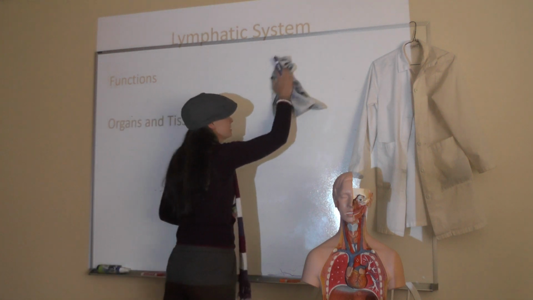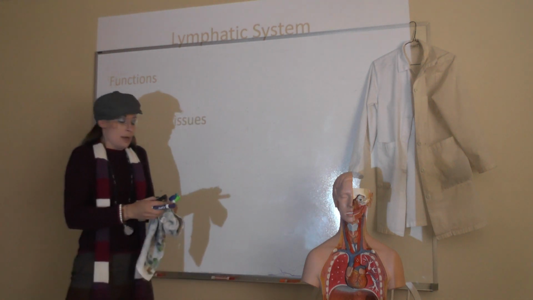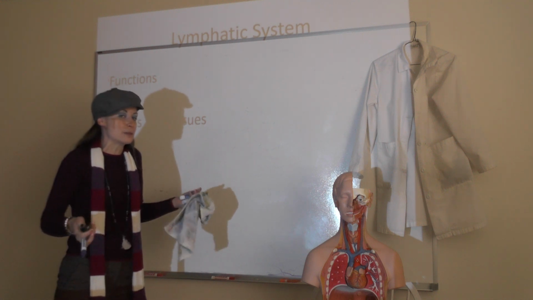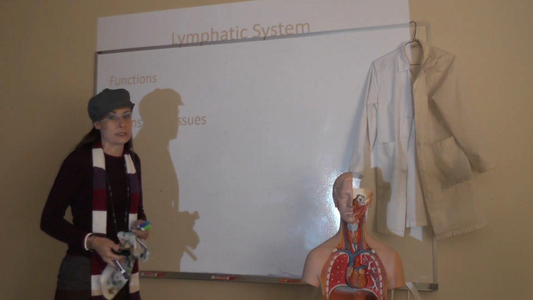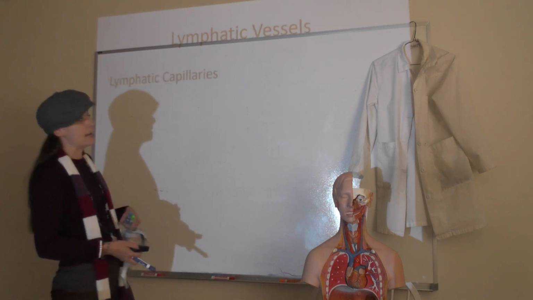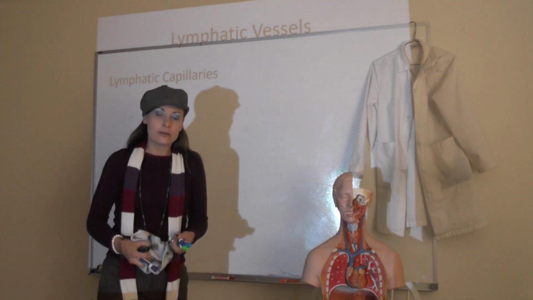As far as organs and tissues go, we have some discrete organs and then we have some diffuse, kind of dispersed lymphatic tissue that we find all over our mucous membranes. So let's just jump right in and talk about all of these things. The first of our lymphatic organs are lymphatic vessels, and we have a bunch of different types of lymphatic vessels. The first lymphatic vessel that we'll talk about are our lymphatic capillaries.